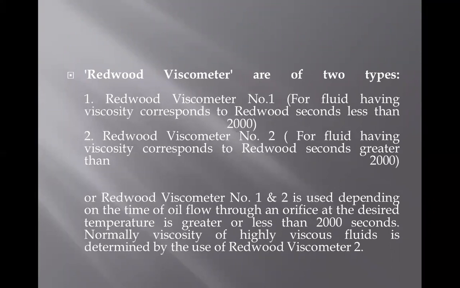So there are two types of Redwood viscometer. Redwood viscometer number one is used for fluid having viscosity corresponding to Redwood seconds less than 2000. And the second one is the Redwood viscometer number two, which is used for fluid having viscosity corresponding to Redwood seconds greater than 2000. Redwood viscometer number one or two is used depending on the time of oil flow through an orifice at the desired temperature, which is greater than or less than 2000 seconds. Normally, viscosity of highly viscous fluids is determined by the use of Redwood viscometer 2.